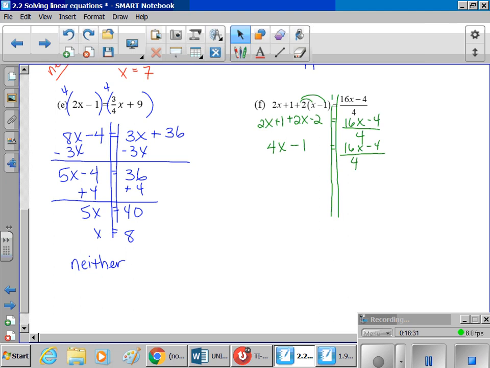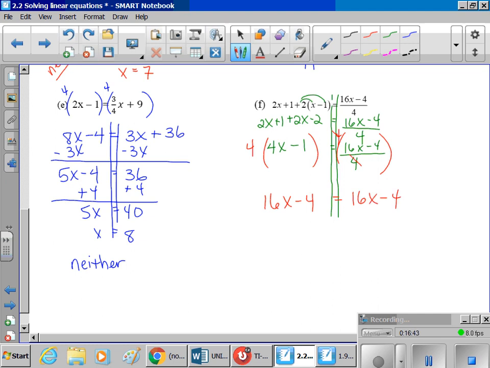And then now we can multiply both sides by 4. Multiply this by 4, multiply this by 4, so those 4's cancel. And I get 16x minus 4 is equal to 16x minus 4. When they're exactly the same on each side, this is an identity.